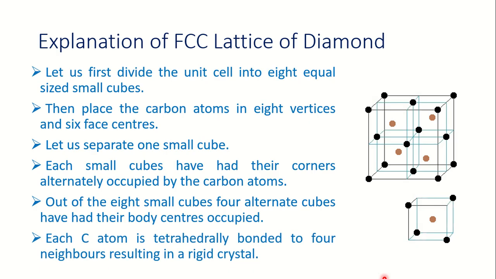Then each carbon atom is tetrahedrally bonded to 4 neighbors, resulting in a rigid structure. How does it look? If this carbon is bonded directly to these ones, then this one should be bonded to this one, to this one, to this one, and this one also. So this way 4 central carbon atoms should be bonded.